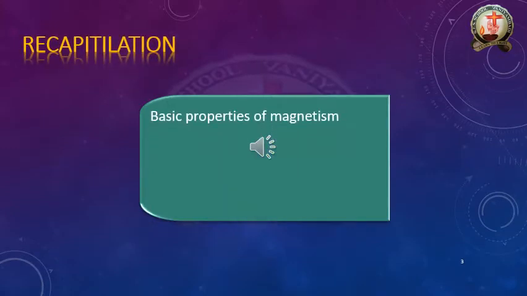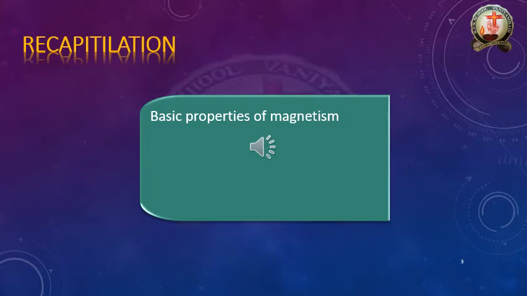Before starting today's class, I would like to revise our previous class. What was the previous class? I explained the basic properties of magnetism. What are the basic properties of magnetism? First one, magnetic dipole moment, and magnetic field, types of magnets, and I explained other properties also.